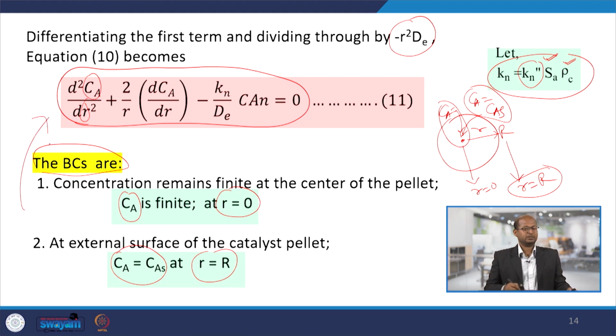With these boundary conditions, we have to solve these equations to get the concentration profiles, meaning how the concentration changes along the pores. So now this equation 11 and these boundary conditions we have to express in dimensionless terms, and then we will solve that.